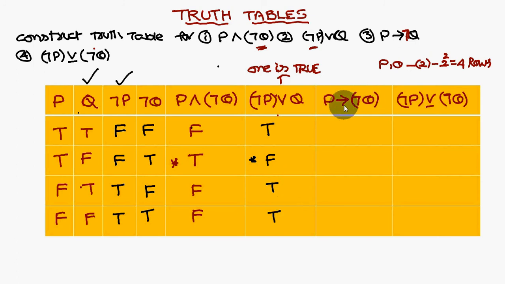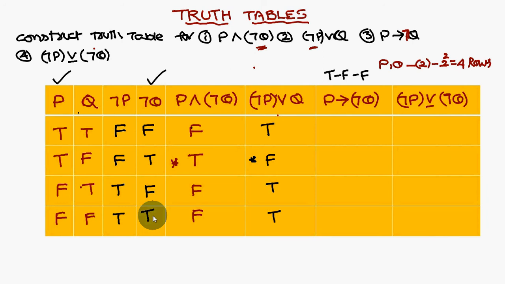Now it is P conditional not Q. So the P column is here, the not Q column is here. Conditional gives false only for TF. So check whether there is a TF. TF, therefore false. Here TT, FF, FT. Only this is false. Remaining are trues.